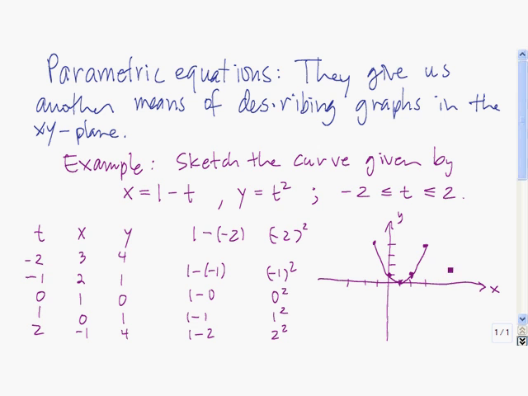But as I said, there's a little bit more contained when we have parametric equations describing the curve than just its overall shape at the end. What we can do is put arrows on the curve to tell us the order in which the curve is traversed as t grows.